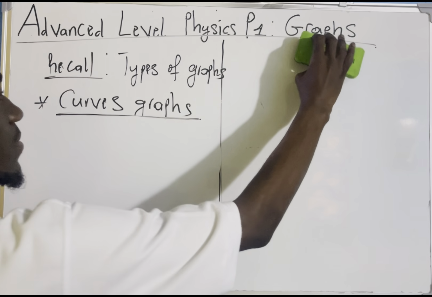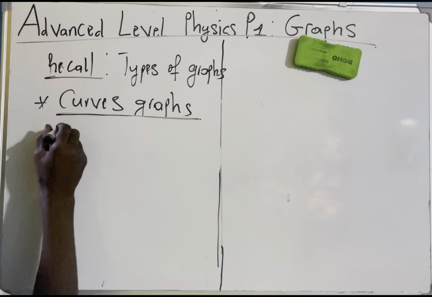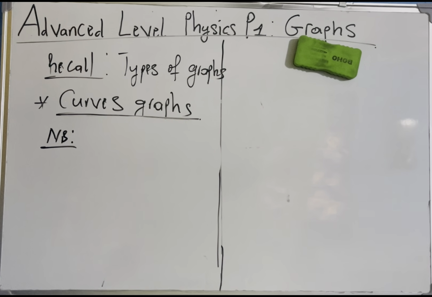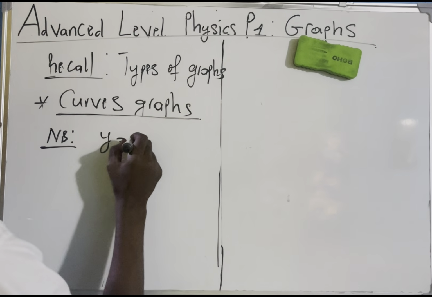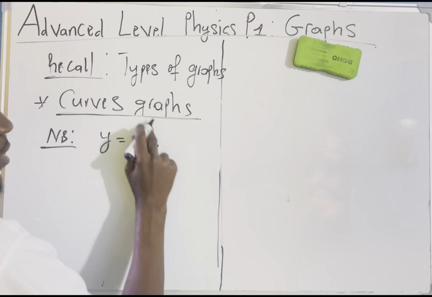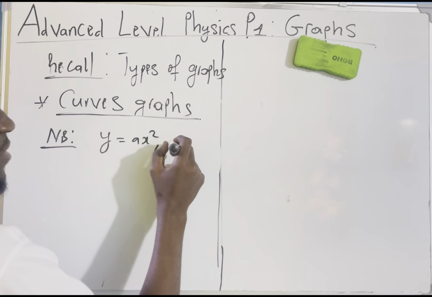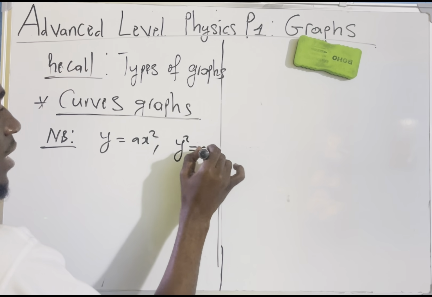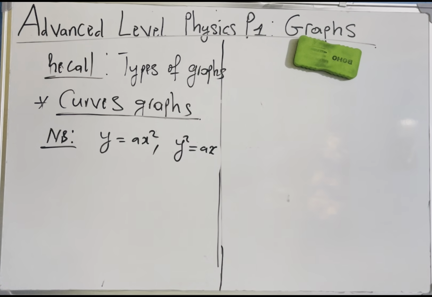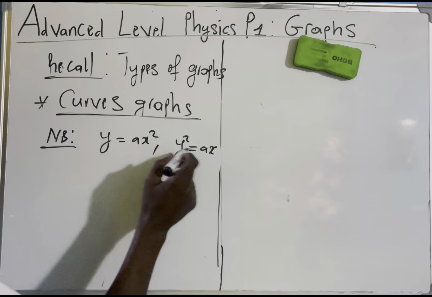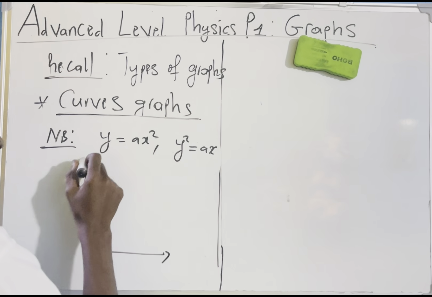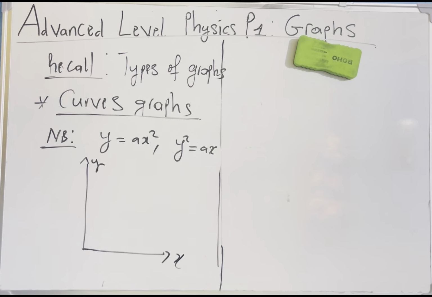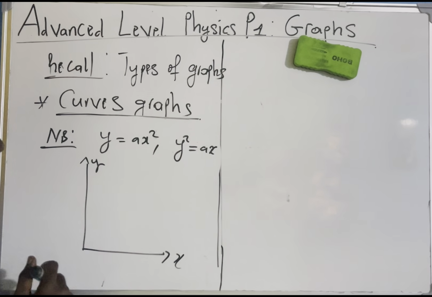Now, let me take a small NB. It can happen that rather than having y equals ax squared, you are having y squared equals ax. How do we sketch this type of graph? If this is your y, this is your x, it means that the curve will not follow the y-axis. No, the curve will rather follow the x-axis.